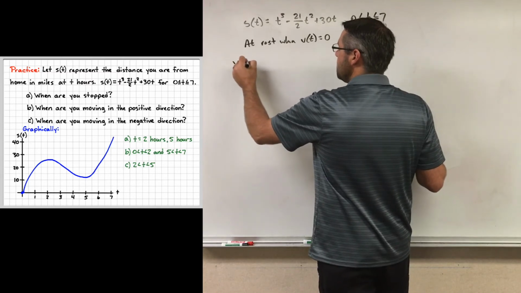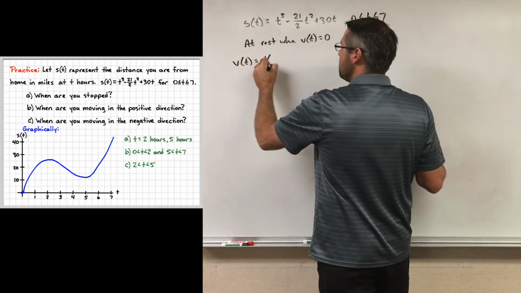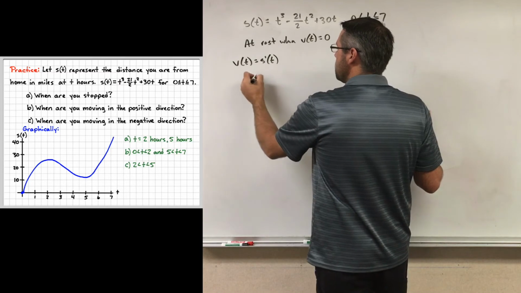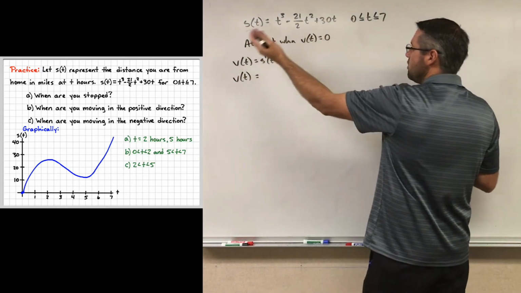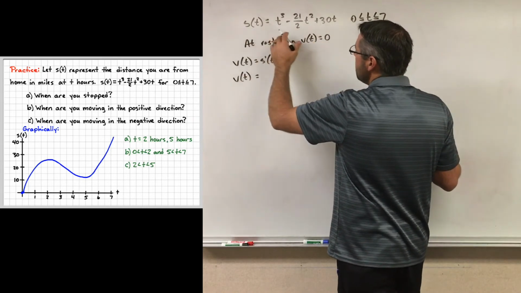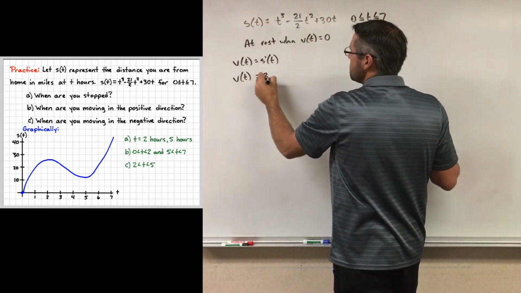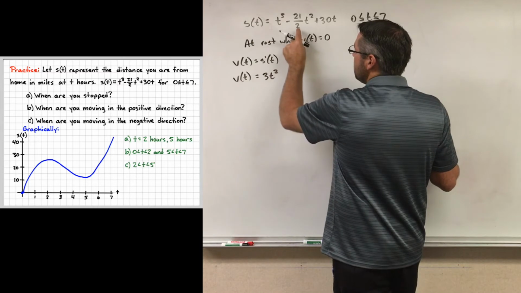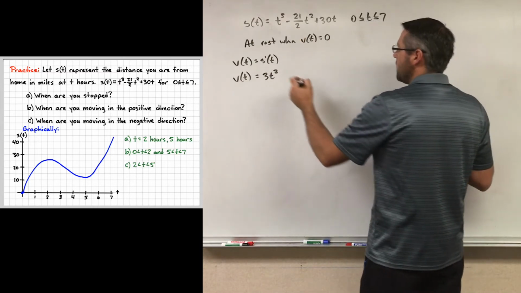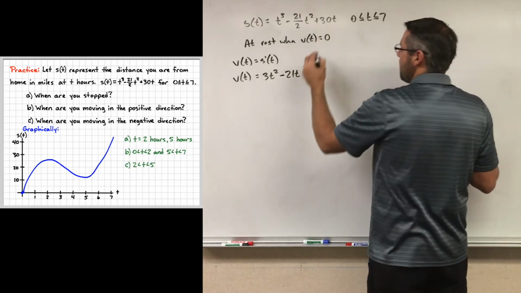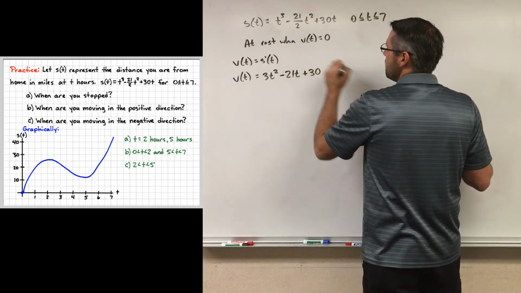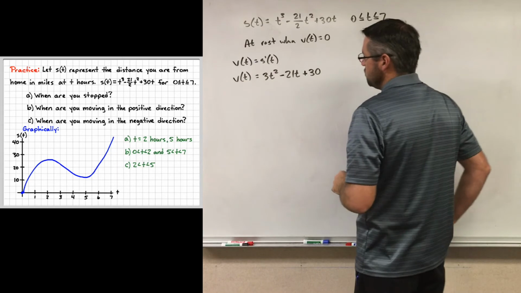So what's the velocity? The velocity is the derivative of position. So let's go ahead and figure that out. The velocity is the derivative of this guy. This is polynomial. It's pretty easy. It's just all power rule. The derivative of t cubed is 3t squared. The derivative of negative 21 over 2 t squared is going to be negative 21t. And then the derivative of 30t is just 30. So there's my velocity function.